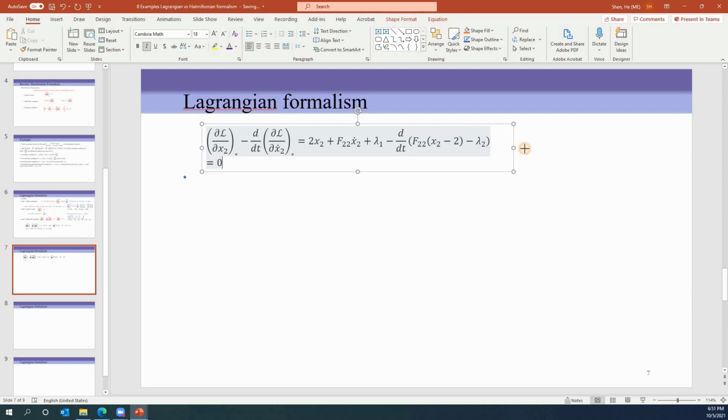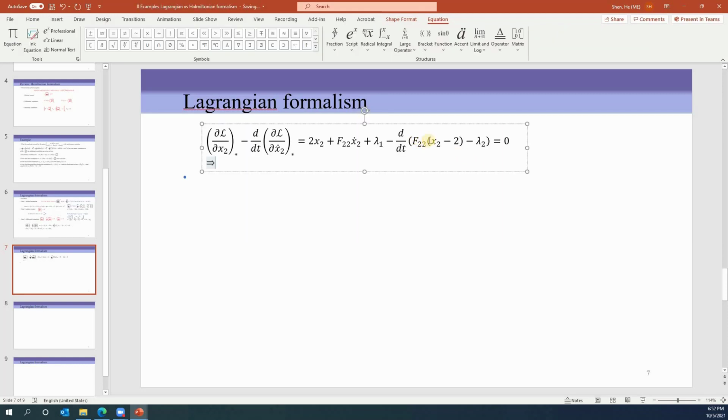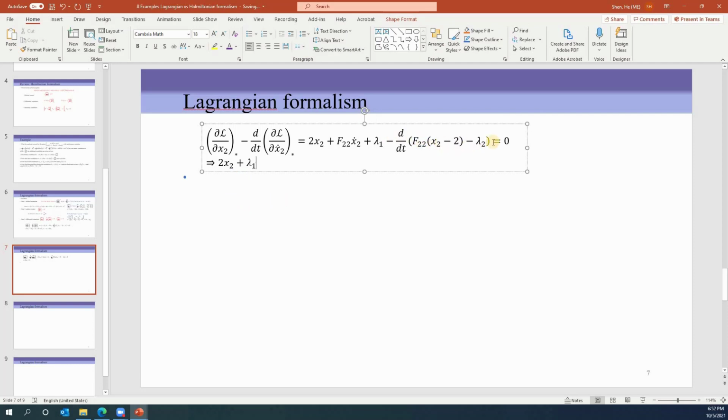We can simplify this a little bit more. The derivative of this term, f22 x2 dot, will be cancelled with this term, right? So that will leave us 2x2 plus lambda 1, and this is a minus d dt lambda 2 dot. So there's another minus sign, so that will become positive. So that's a plus lambda 2 dot is equal to 0. We can write it in terms of the differential equation. Lambda 2 dot is equal to negative 2x2 minus lambda 1. All right, we find another equation.